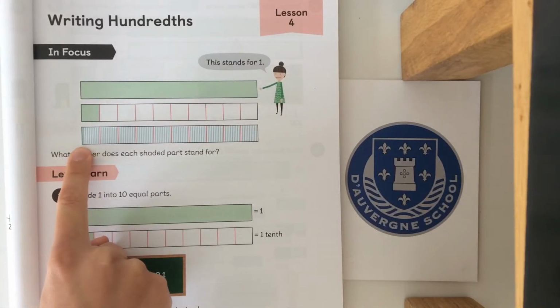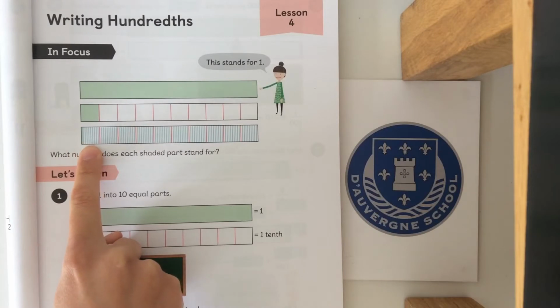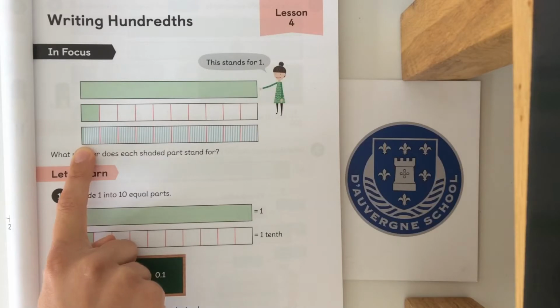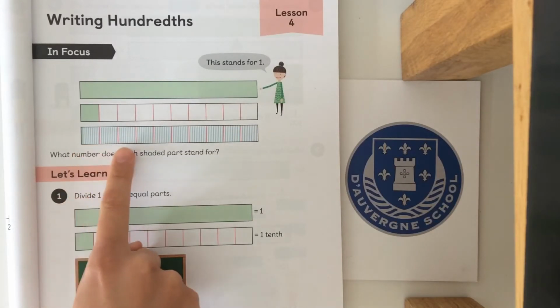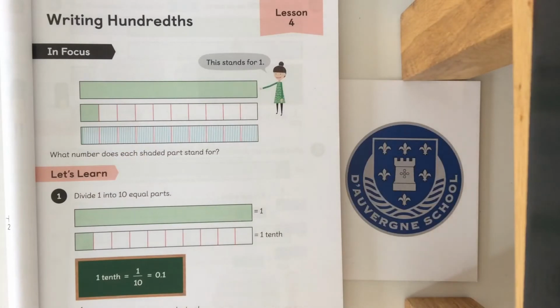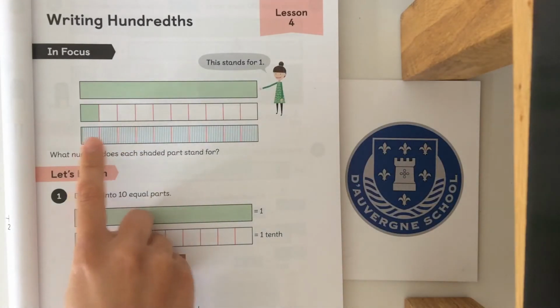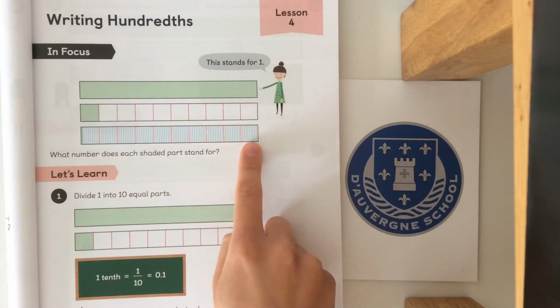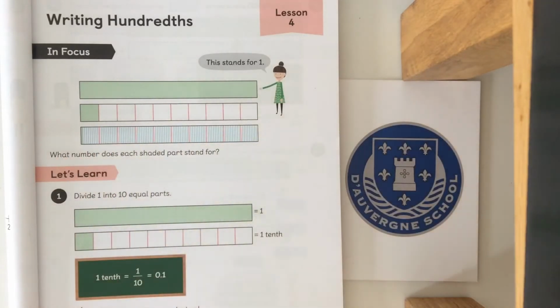What about this last little bar here? What is each box divided into? How many parts in each tenth here? So there's actually 10 parts. This one block here is divided into 10 parts. So if each section is split into 10, we can count in our 10 times tables. We've got 10, 20, 30, 40, 50, 60, 70, 80, 90, 100. So this bar here is split into 100 parts.